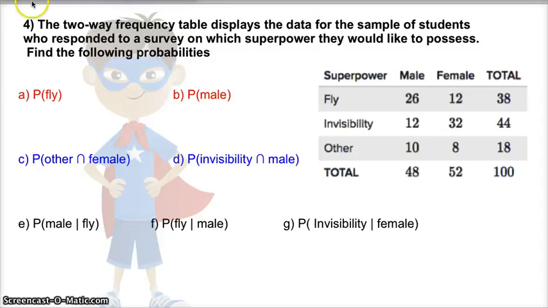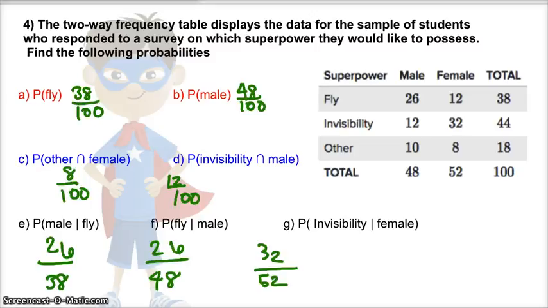Take a second, pause the video, and try the next part on your own. Go ahead and check your answers. The probability of finding somebody who can fly is 38 out of 100. The probability of picking a male is going to be 48 out of 100. The probability of picking somebody who wants another superpower and is female is 8 out of the total 100.